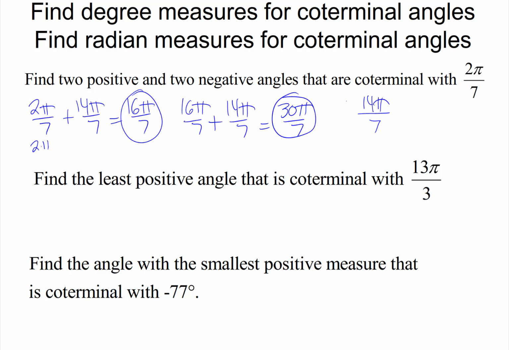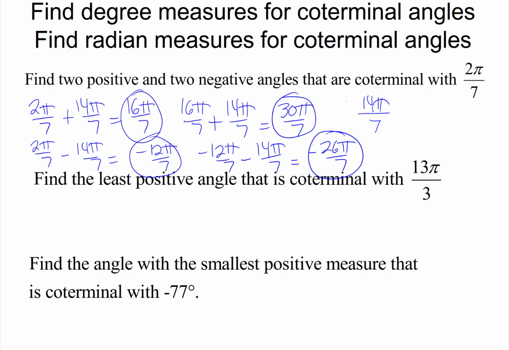If we want to get negative coterminal angles, we are going to subtract a loop, 14π/7, and so that would give us negative 12π/7, which is coterminal to our original angle 2π/7. Let's do that one more time, starting with negative 12π/7, subtract another loop to get another negative coterminal angle, and that would be negative 26π/7.